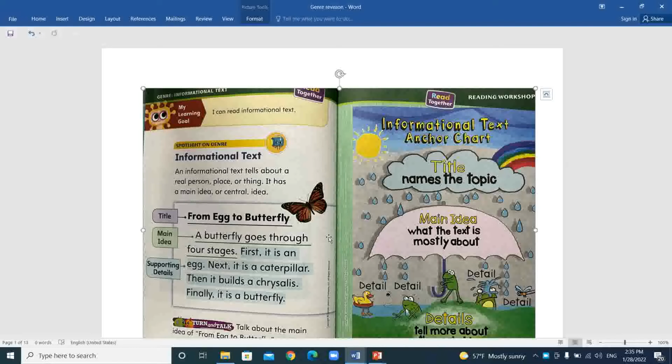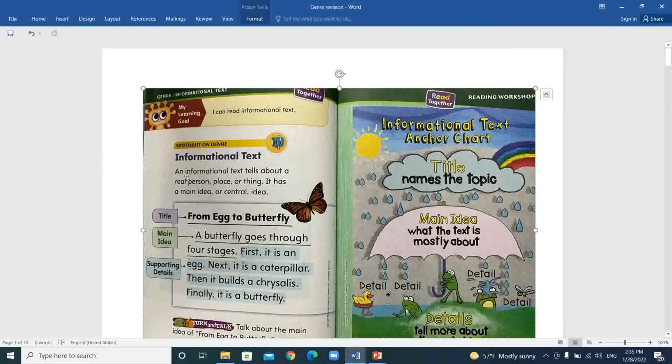Okay, we all know that the genre is the kind of story. What type of story are we reading? Okay, in Unit 2, we took informational text. We read around 3 different types of informational text. So if you guys don't remember, an informational text is a real story. Okay, so informational text is a real story about a real person, place, or thing.